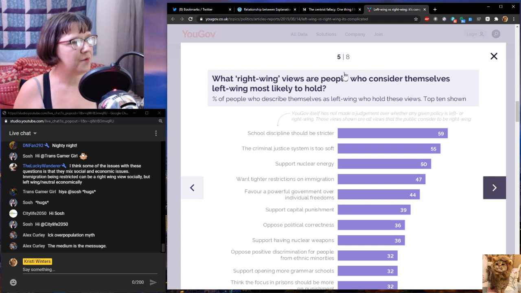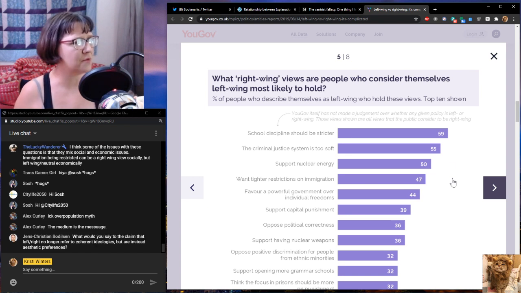What right-wing views are people who consider themselves left-wing most likely to hold? They want to see school discipline be stricter. Those kids, I don't know. I think this might be part of the generation that grew up with caning and still think that beating people for some reason is weird. The criminal justice system is too soft. So both of those metrics about school discipline and criminal justice would kind of come down on the authoritarian side of things. Supporting nuclear energy.